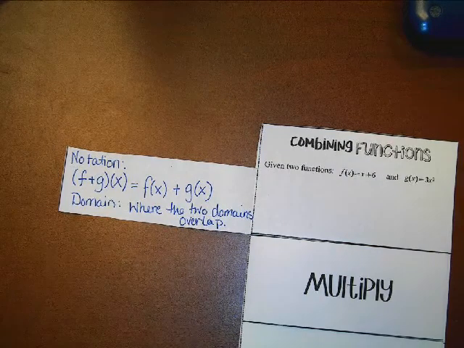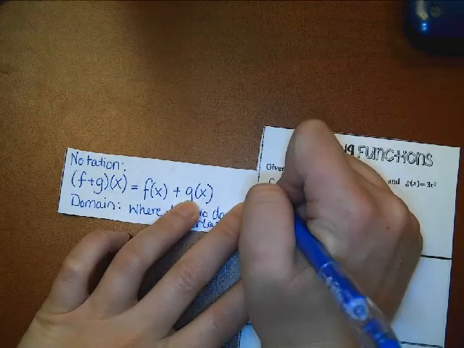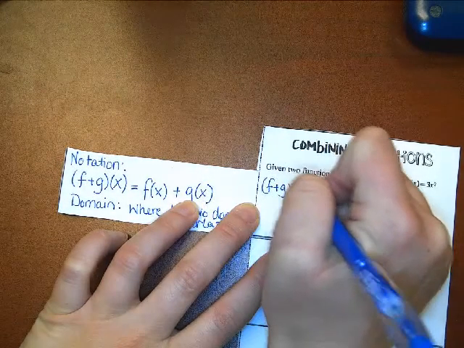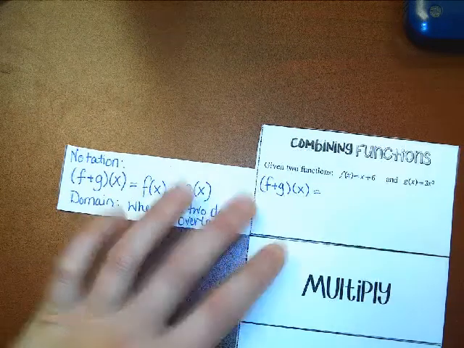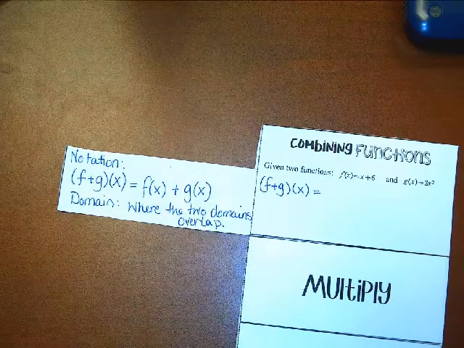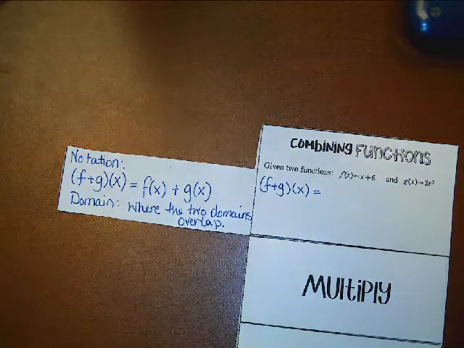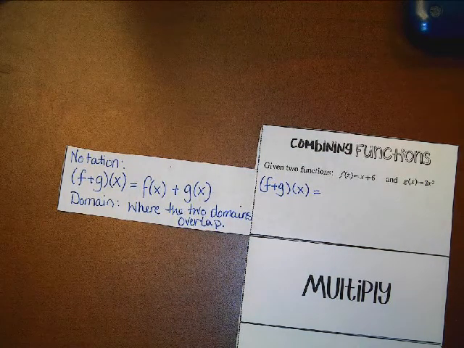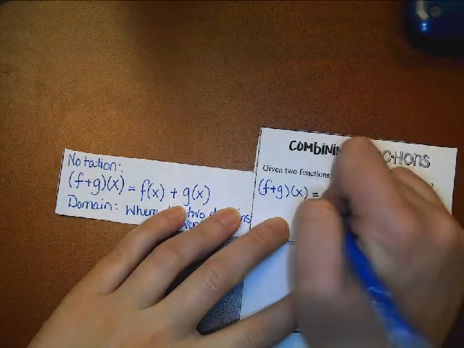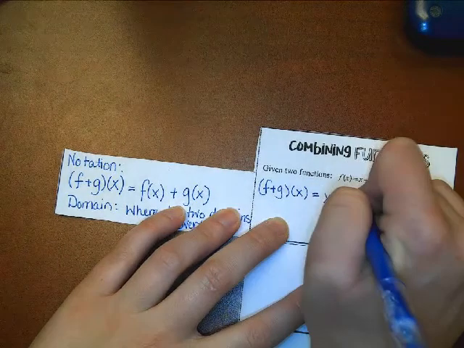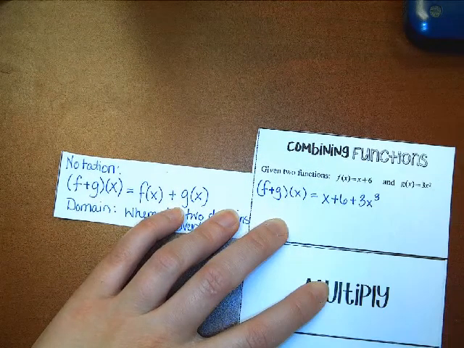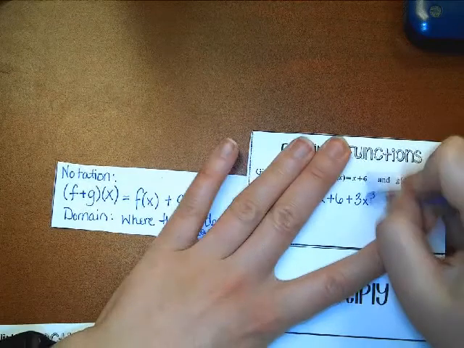So on this side, we're going to do our example. f plus g of x. How do I write that? What is f plus g? Correct. x plus 6 plus 3x squared, not cubed, squared.